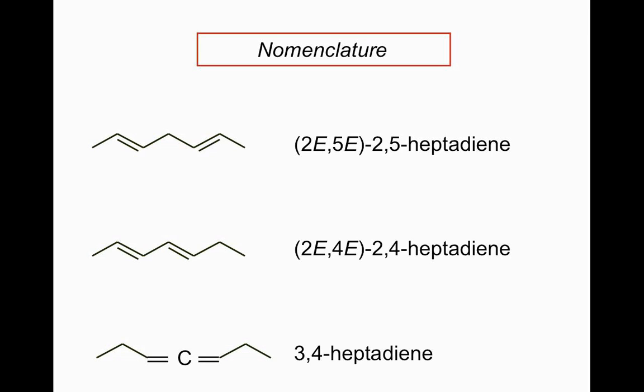In order to name diene systems, we have to be sure to indicate the relative geometry of each of the alkenes in our naming system. Because there are two alkenes, they can both be either E or Z, so be sure that you name each of them when you give the complete IUPAC name. Notice that E and Z does not apply to cumulated dienes due to the fact that they are linear in structure.